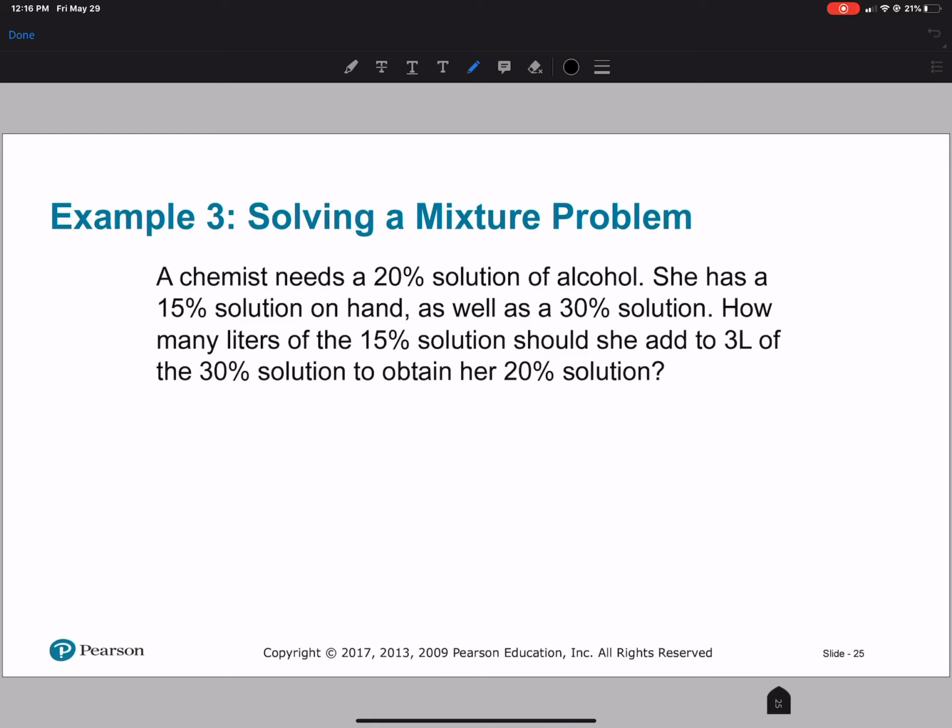Now, like we did last time, I have my strength. Then I have the liters of solution. Then I have the liters of pure solution, or pure alcohol.